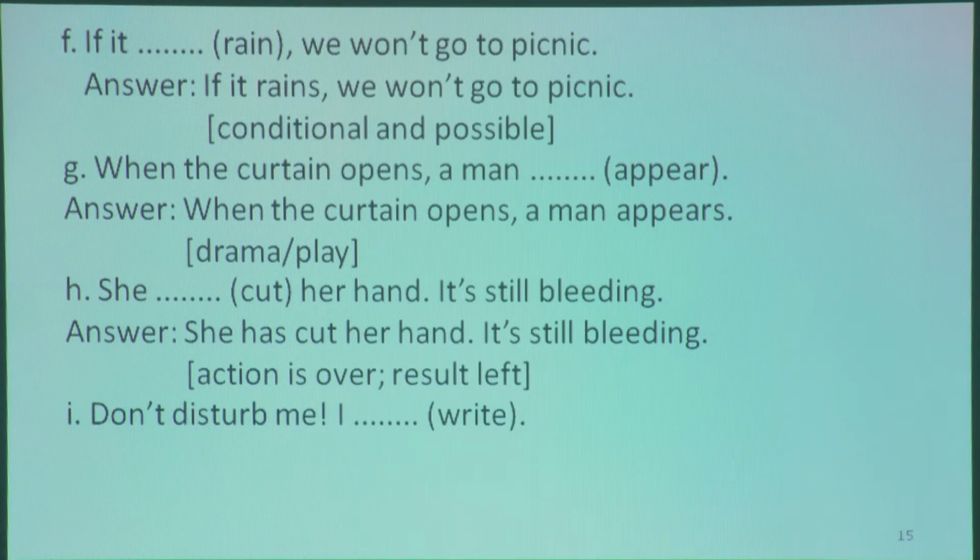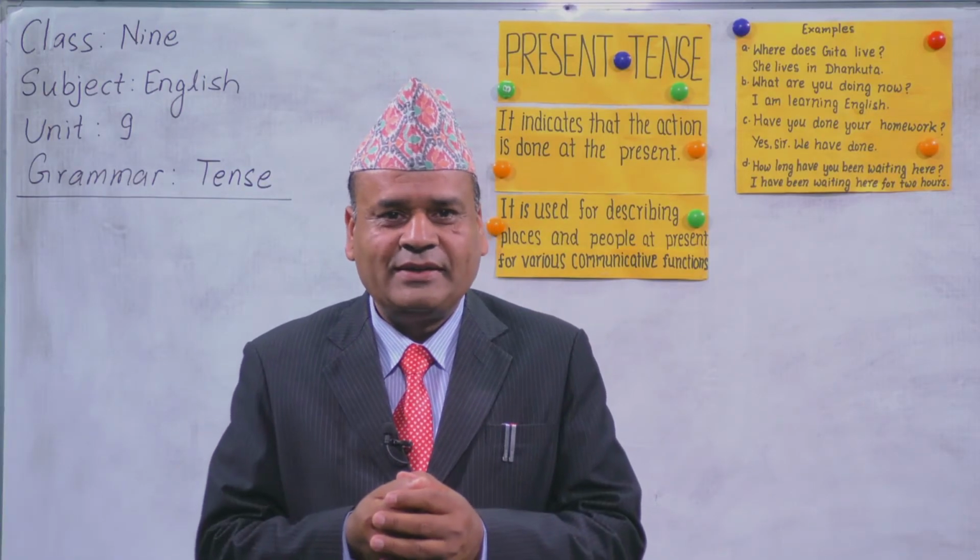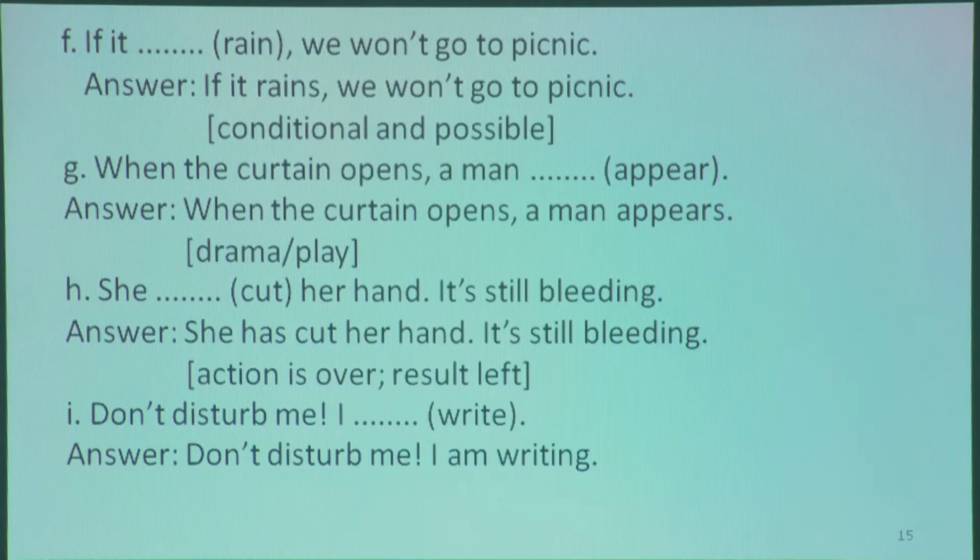Next, number I, you can see, don't disturb me, right? Don't disturb me, I write. That means something is going on there. Writing activity is going on there. So we can use, don't disturb me, I am writing. Okay, this is ongoing activity.